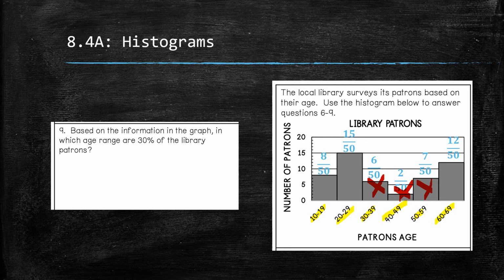Remember, top number goes in the box. I'm doing part to whole, and when I do that, I get these decimals. So 8 divided by 50 gives me 16 hundredths. 15 divided by 50 gives me 3 tenths, and so forth. I'm looking for 30%, so I already know that this is my answer.